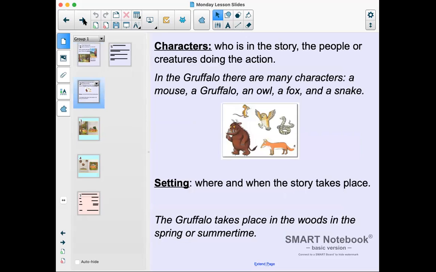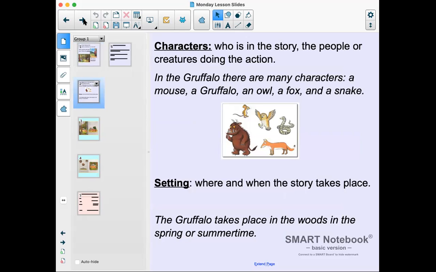Okay, so like we've talked about before, characters are who is in the story, and they're the people or the creatures or the animals doing the action. So in the Gruffalo, there are many characters. We have a mouse, a Gruffalo, an owl, a fox, and a snake. Were you able to guess all those or remember all those? Well done. Give yourself a tick for every character that you remember.